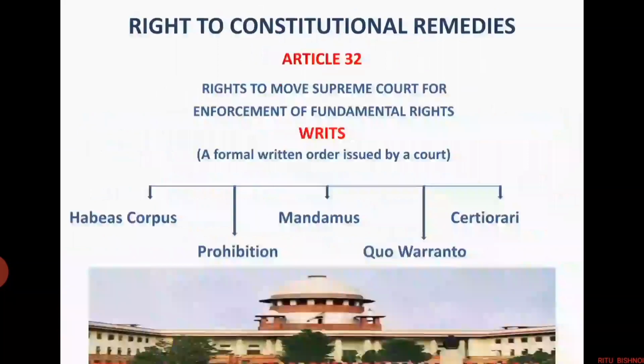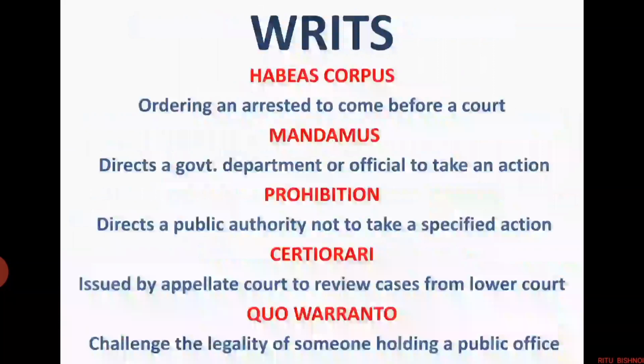The sixth right, right to constitutional remedies, is considered to be the most important fundamental right because it ensures the protection of other rights. It empowers the citizens to approach a court in case of any denial of the fundamental rights. Article 32 empowers the Supreme Court and Article 226 empowers high courts to issue various kinds of writs to enforce rights. Writ is a formal written order issued by a court. These writs are prerogative in nature, meaning through these writs, courts only restore rights and not decide the case.